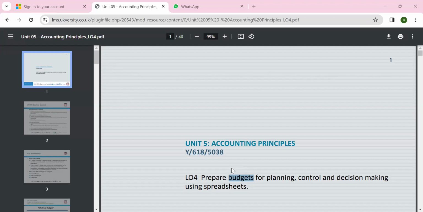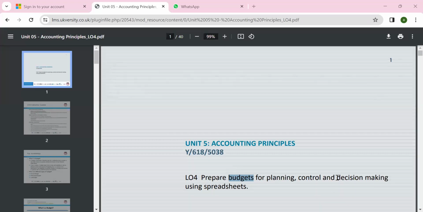Budget is a very crucial element which comes under management accounting. A budget is a financial plan, and planning and control work together. Budget also helps you to control, because you can compare the budgeted figures and the actual figures: what you budgeted for and what you actually spent. The difference will be your variance. We'll discuss variance, which is the difference between budgeted and actual.